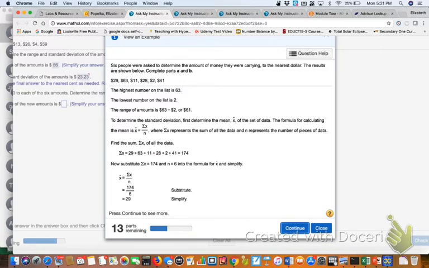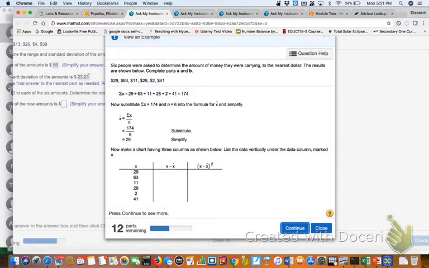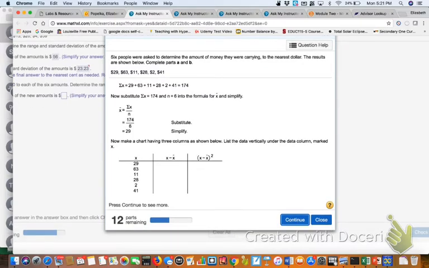So if I hit continue again, it'll start walking you through the next steps. So I'm going to kind of black this out for a minute. So we've got the mean. We know that the mean is 29.